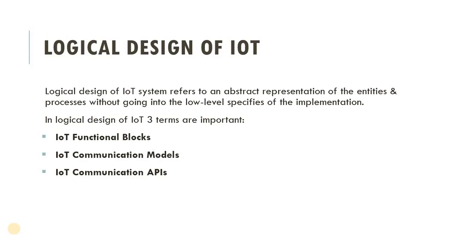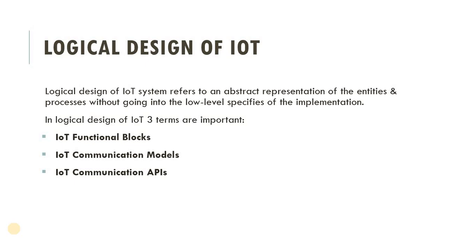In this lecture, we are going to discuss the logical design of IoT. The logical design of an IoT system refers to an abstract representation of the entities and processes without going into the low-level specifics of implementation. In the logical design of IoT, there are mainly three important terms: IoT functional blocks, IoT communication models, and IoT communication APIs.